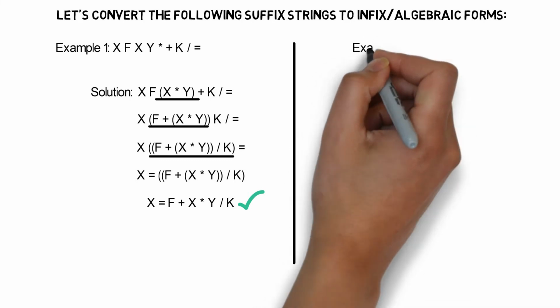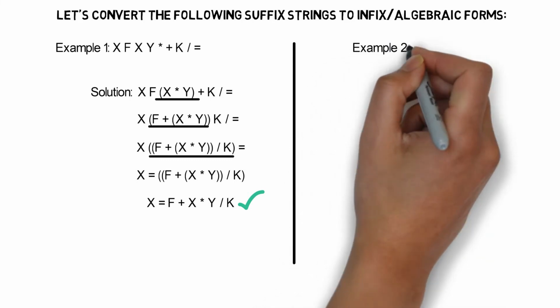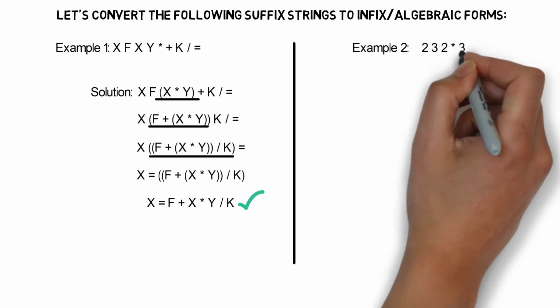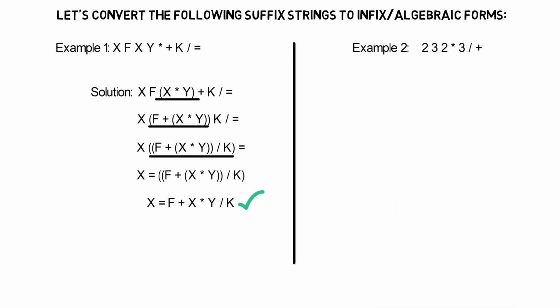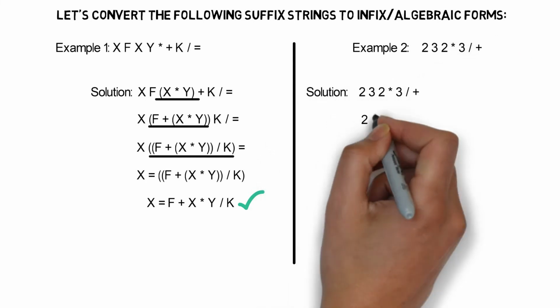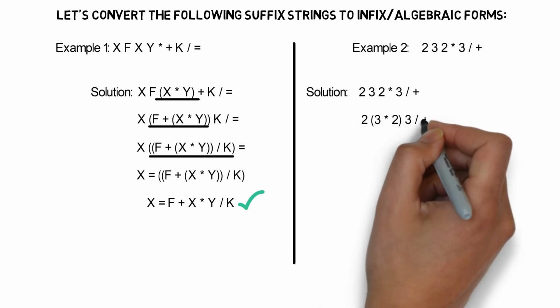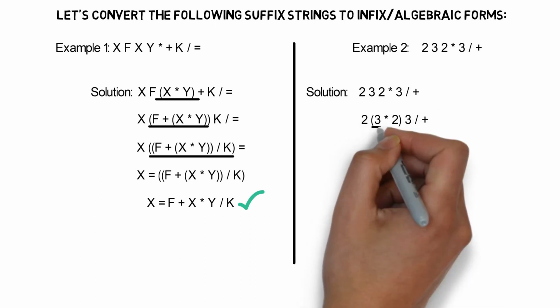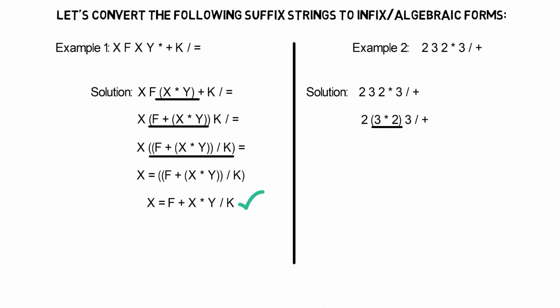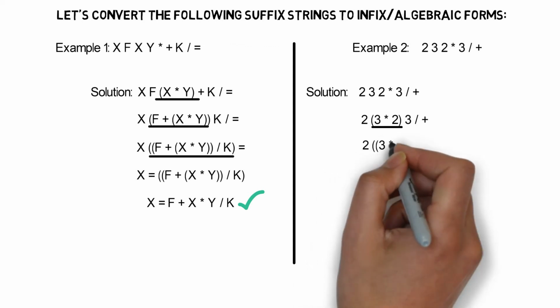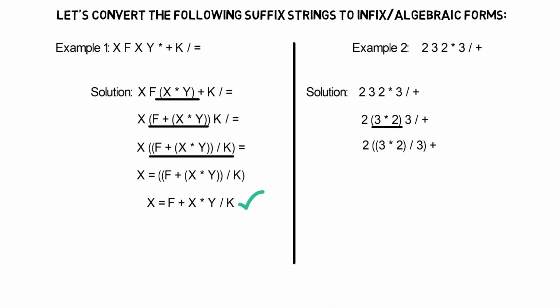Example 2. 2 3 2 star 3 slash plus. We shall place the multiplication symbol between 3 and 2 and marry them using the brackets as usual. The expression becomes 2 into bracket 3 star 2 3 slash plus. We then place the division symbol between into bracket 3 star 2 and 3 and marry them.